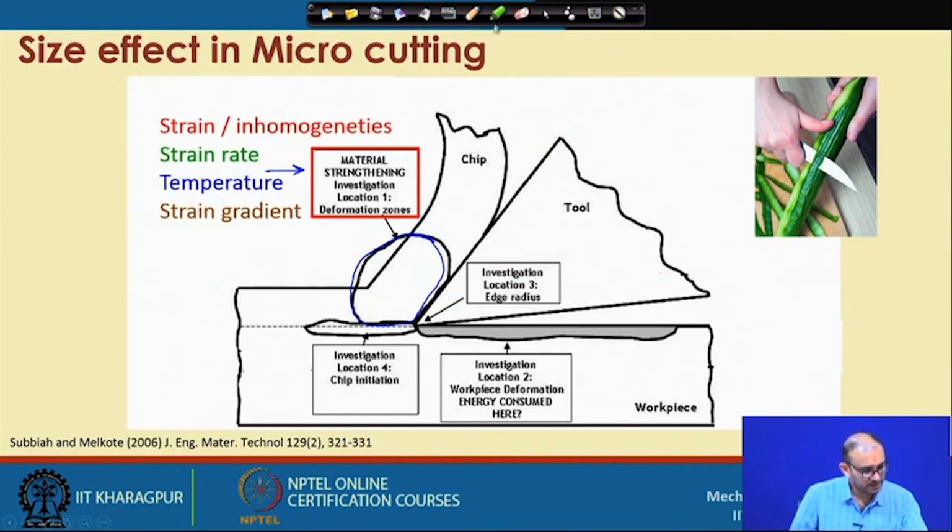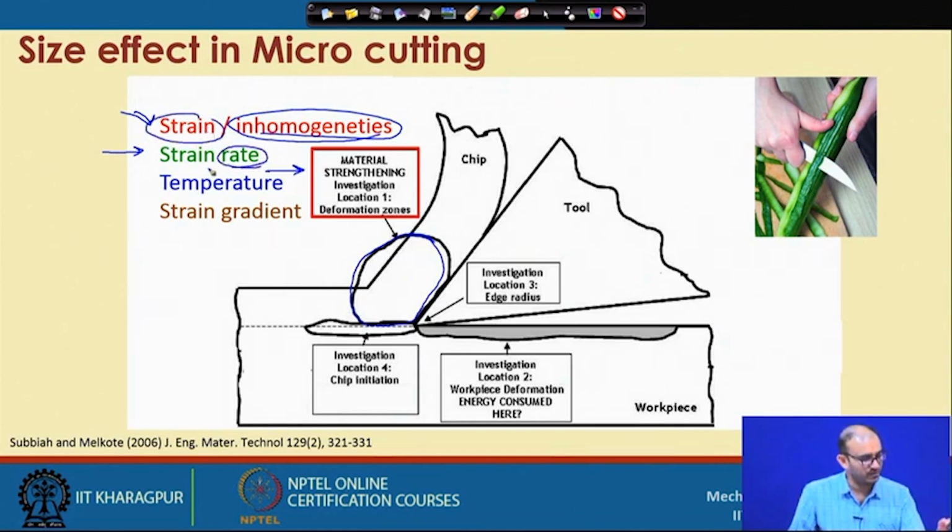The first thing is strain inhomogeneity. We know that all material has a little bit of defects, some type of porosity and other things, and inclusions are also there. These are also considered as inhomogeneity. The second thing is the strain rate, the rate at which you are getting the deformation. With respect to time, you are getting some deformation in the workpiece.